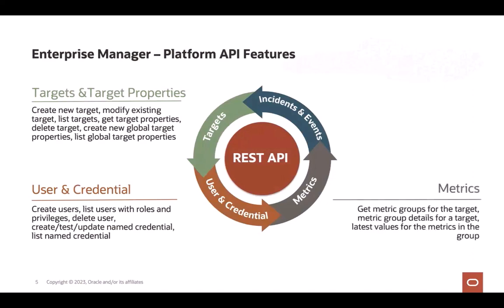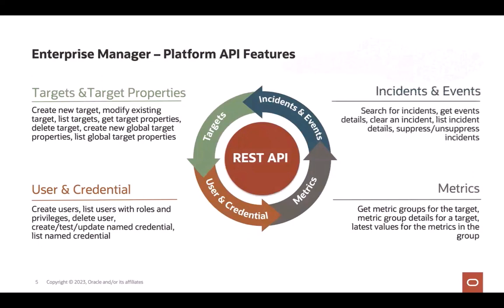And then in the metrics area, we have APIs for getting the list of latest metric values for a target in the group, and metric group details of a target. And finally, in the incidents and events, we have APIs for getting the list of incident details, getting event details, clearing an incident, and suppressing and unsuppressing incidents.